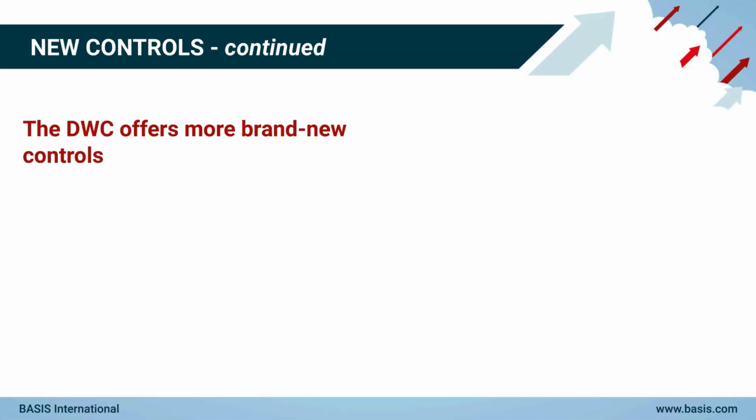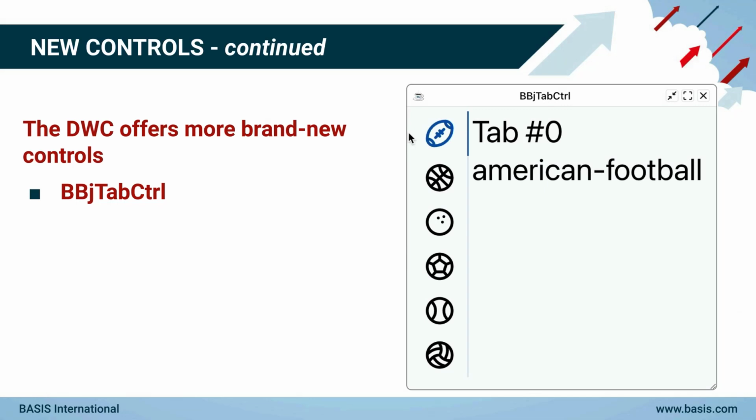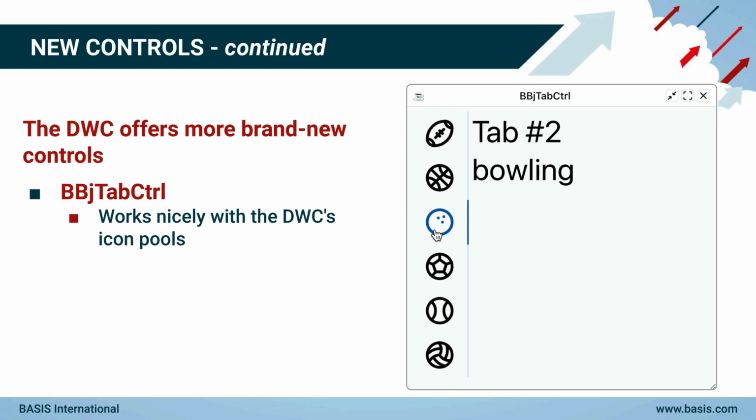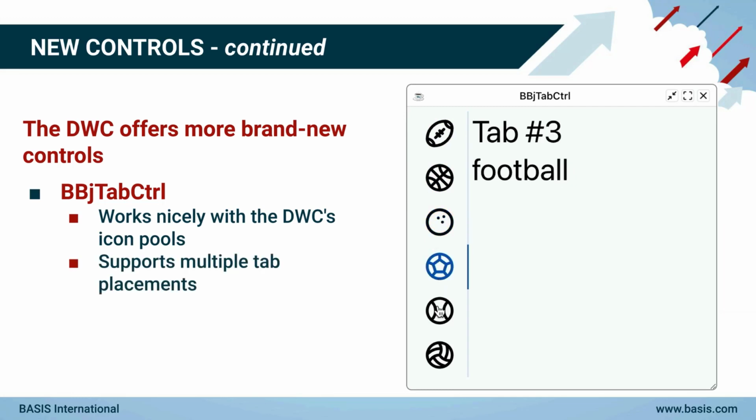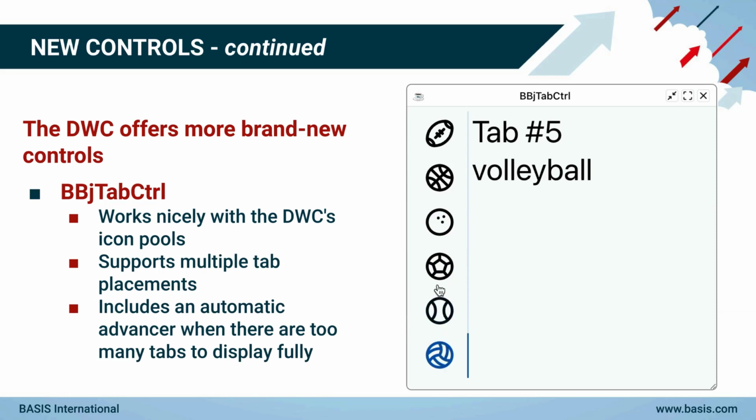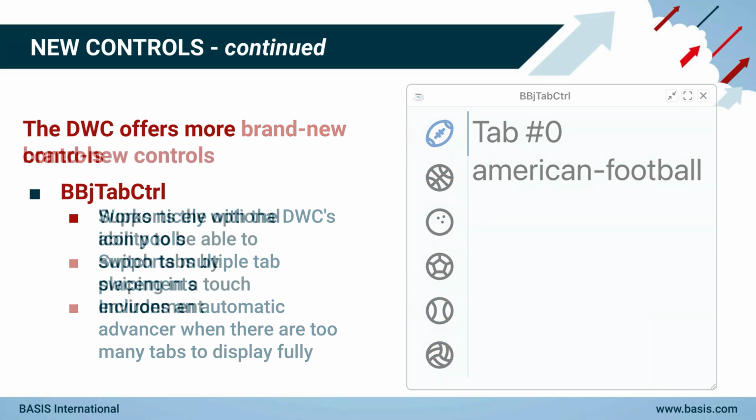Moving on, Basis has implemented a few more controls since the last session. While the actual number of new controls is small, these controls are far more complex compared to simple buttons and input controls. First up is the BBjTabCtrl. The tab control, like our navigator demo, works great with the DWC's icon pools. Developers can continue to use regular images on the tabs, of course, but now they can choose from literally thousands of icons that are easy to define.